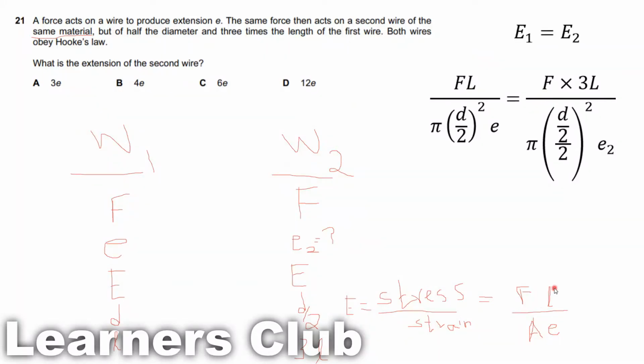The length for the second wire is 3L. So I have to multiply force with 3L divided by pi r square. So our radius, as I told you, is diameter over 2. But the second wire's diameter is already halved. So in place of this diameter, we'll substitute d by 2, because the diameter is already halved, divided by this 2. So I have d over 4.